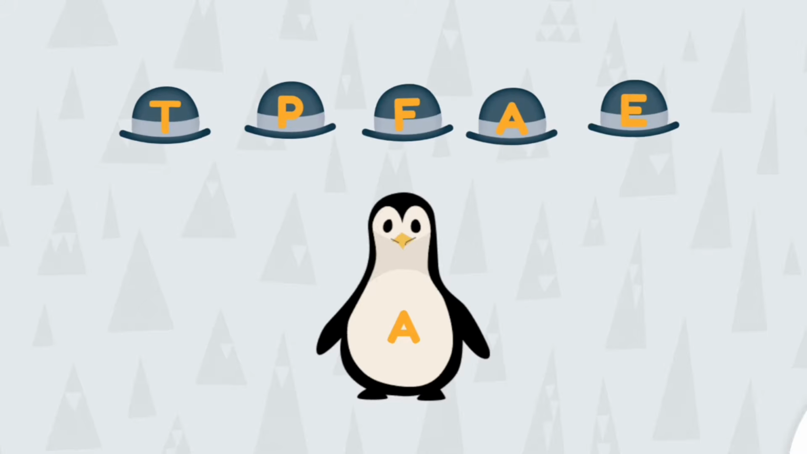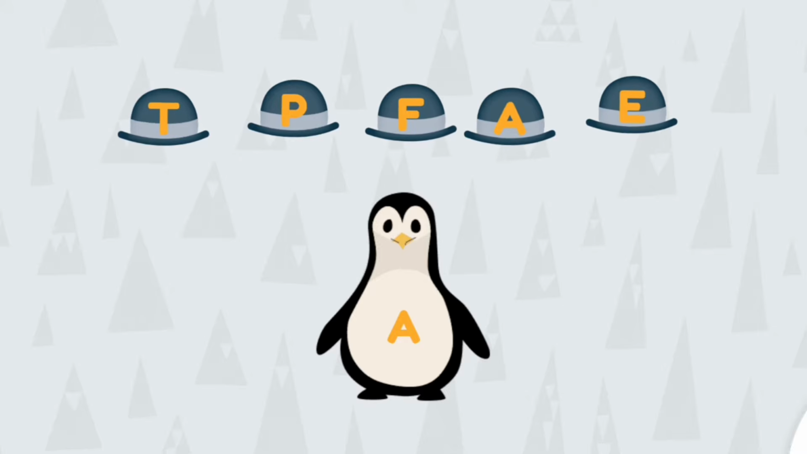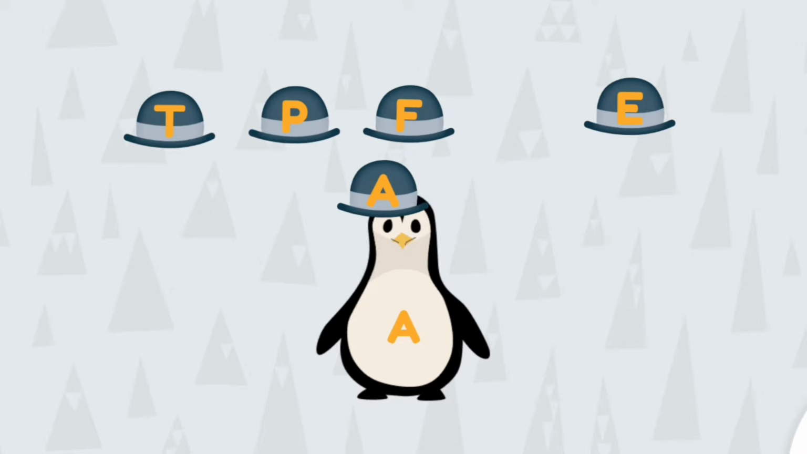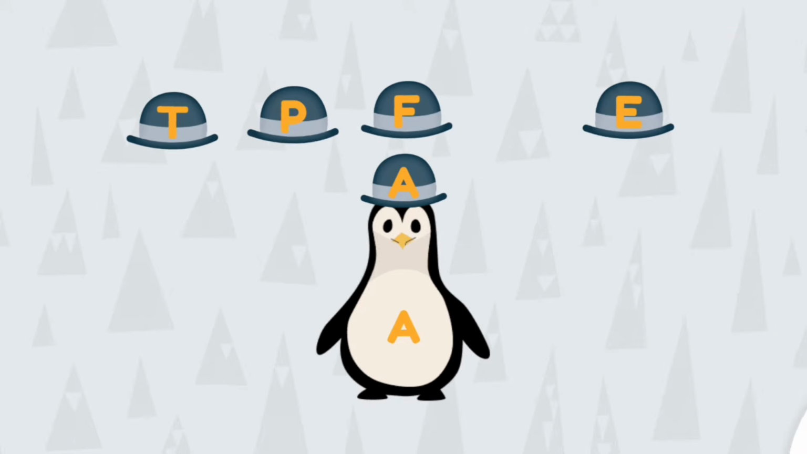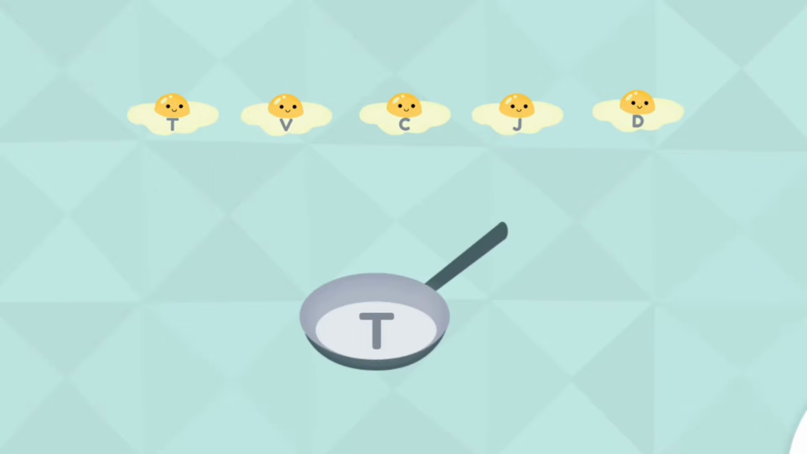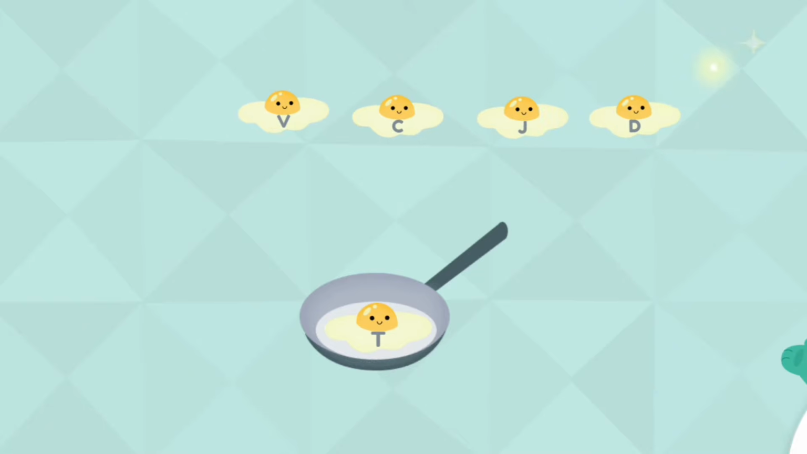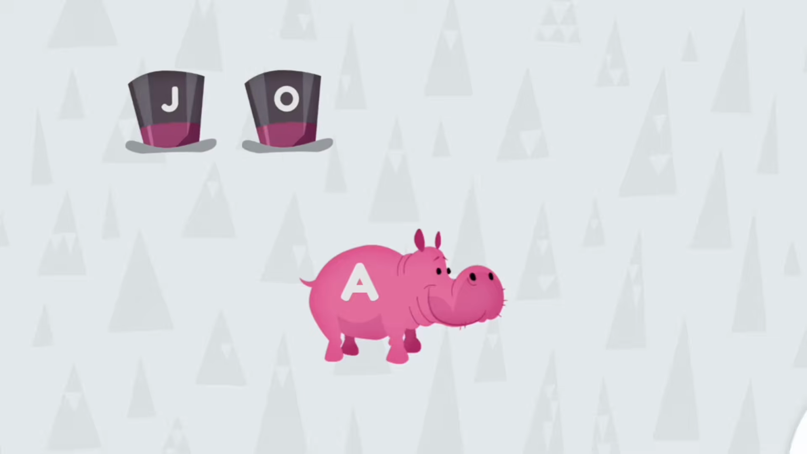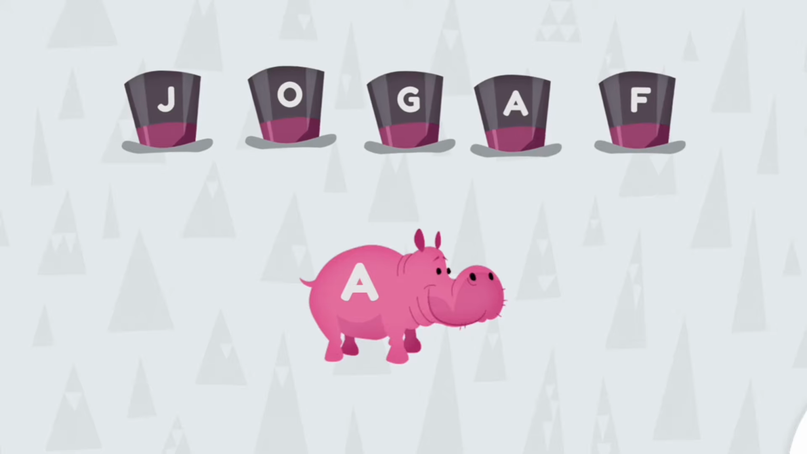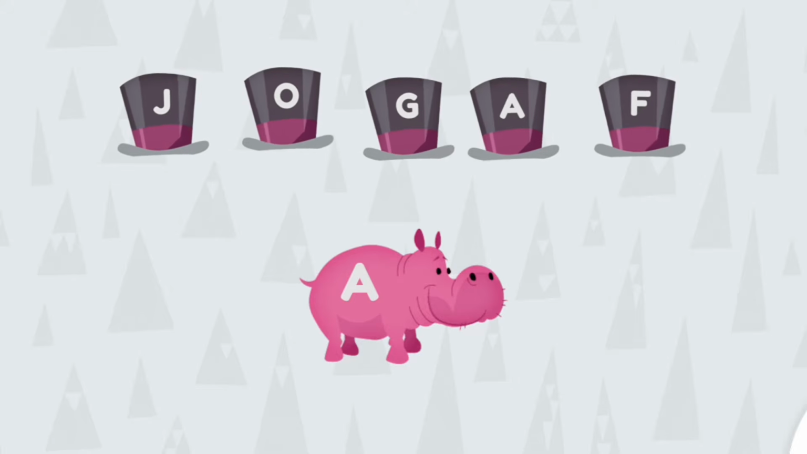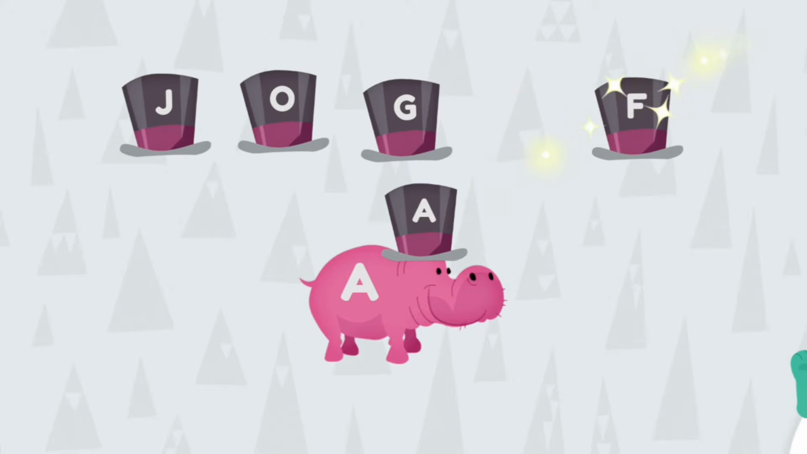Put the hat with the letter A on the penguin. Cool beans! Put the egg with the letter T in the pan. Keep it up! Put the hat with the letter A on the hippo. Keep up the good work.